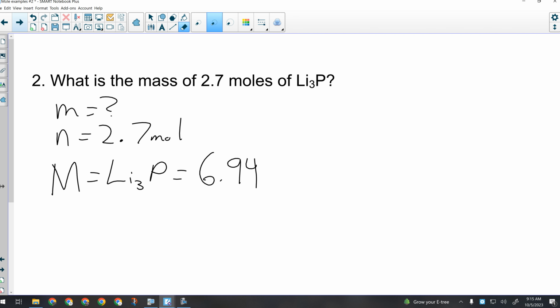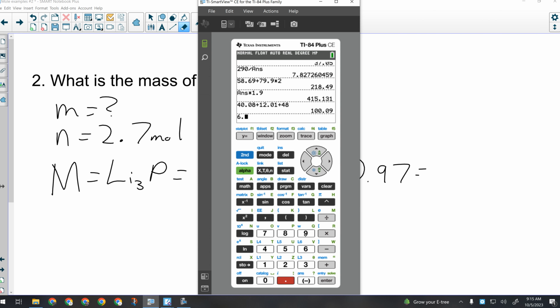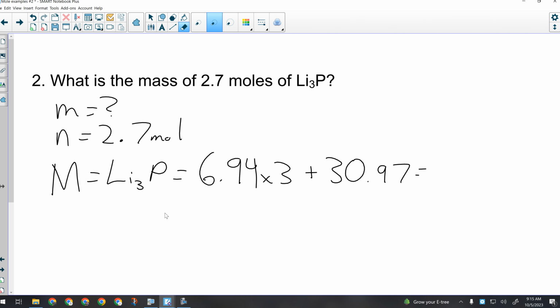So 6.94 is the atomic mass for lithium, and there are 3 of those. And we're going to add that to 1 phosphorus, so 30.97. Okay, so 51.79 grams per mole. Okay, so we have N, we have big M, and we're looking for little m.